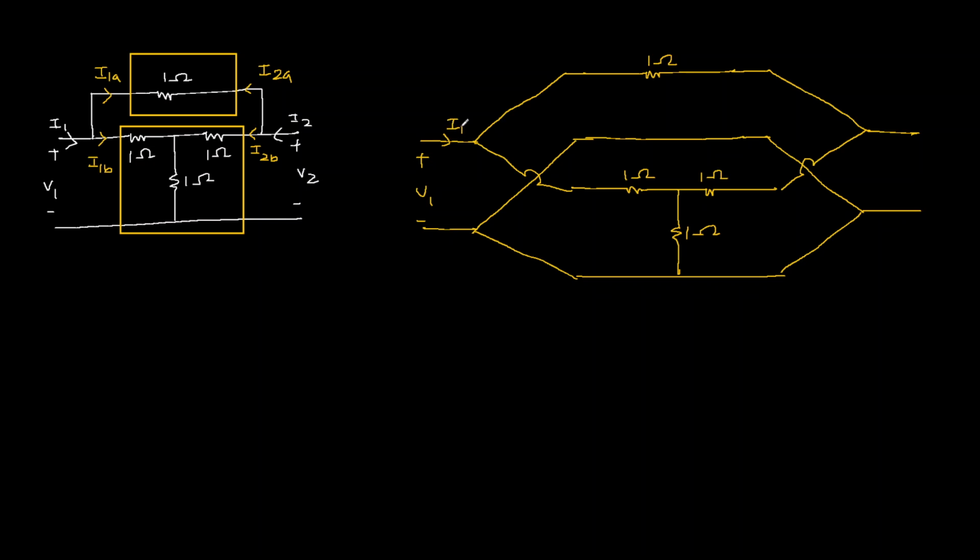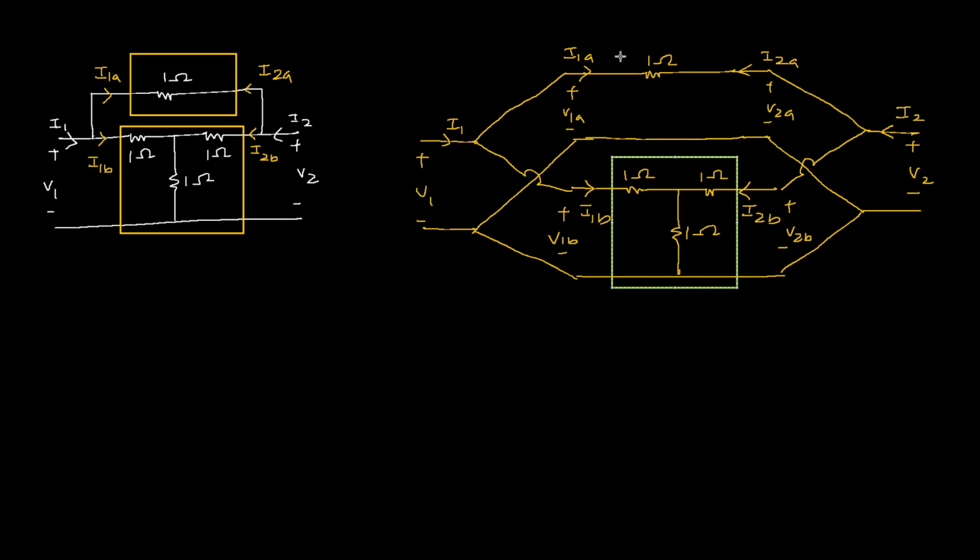This is V1, I1, and I1 current is divided in two parts, I1A and I1B. This is V2, current is I2. I2 is divided in two parts, I2A and I2B. And V1 is equal to V1A, and that is equal to V1B. And this V2 is equal to V2A and V2B. Now we can see the two-port networks connected in parallel.